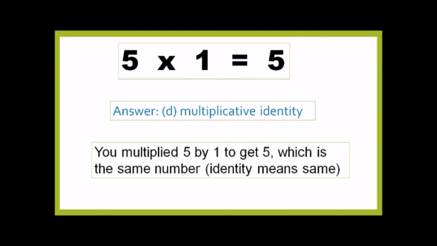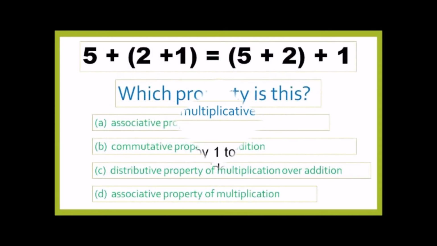Yes, the answer is D, multiplicative identity. You multiplied 5 by 1 to get 5, which is the same number. So once you multiply a number by 1, you would get that same number. 100 times 1 is 100. Remember, identity means the same. Once you get the same number when you multiply by 1, you're dealing with the multiplicative identity. And the 1 makes it possible.